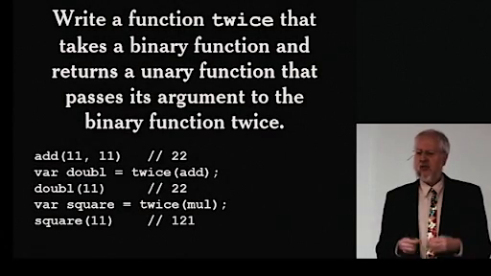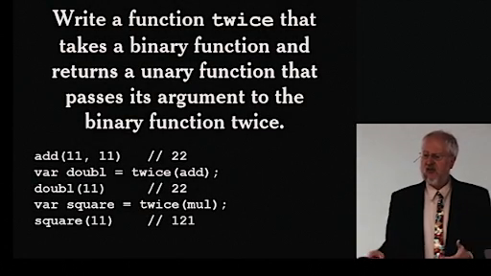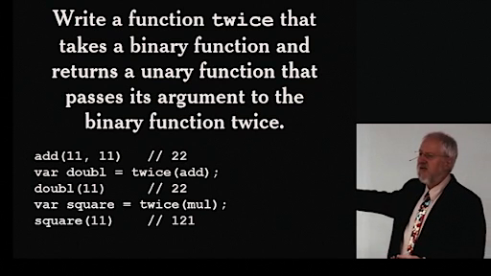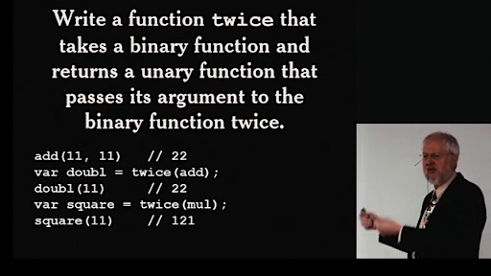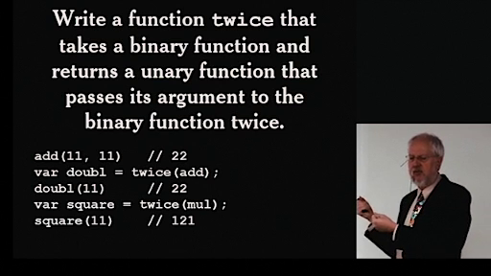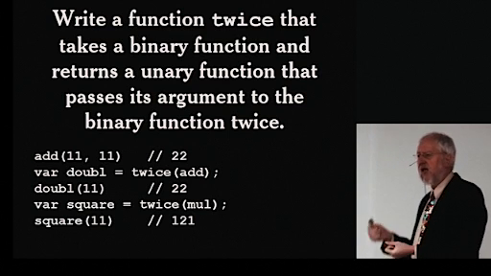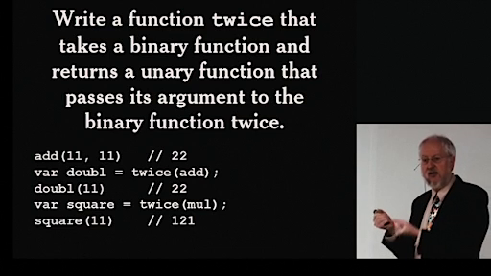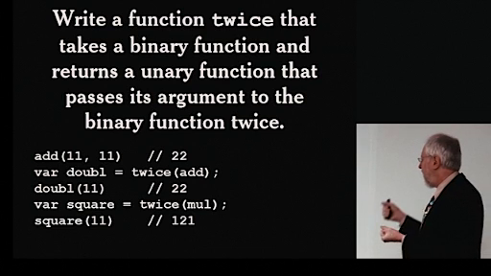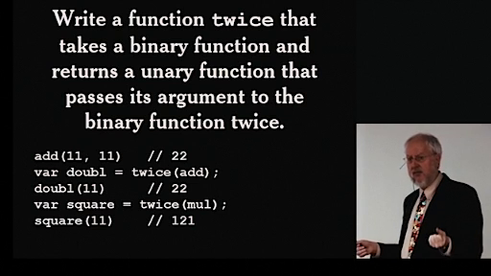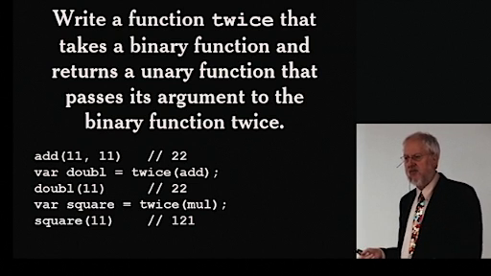Write a function twice that takes a binary function and returns a unary function that passes its argument to the binary function twice. So by twice, I mean this. We've got the add function. We're going to add 11 twice. Okay, that'll produce 22. So we're going to automate that. We're going to make a twice function. We can pass add to that, and it will create a double function which does the same thing. We could also pass the multiply function to twice. It will produce a square function which will square things.